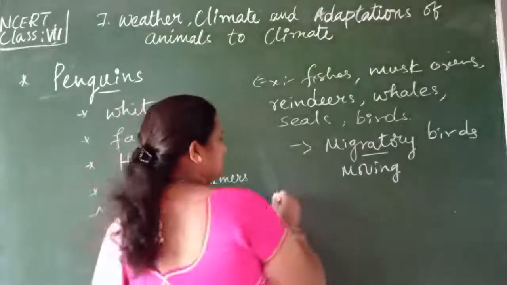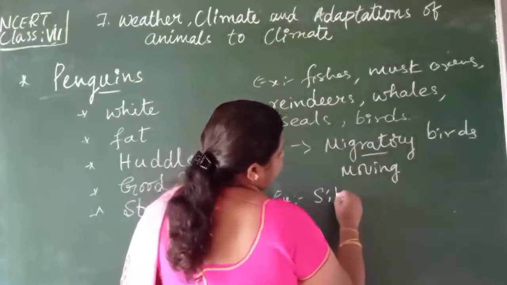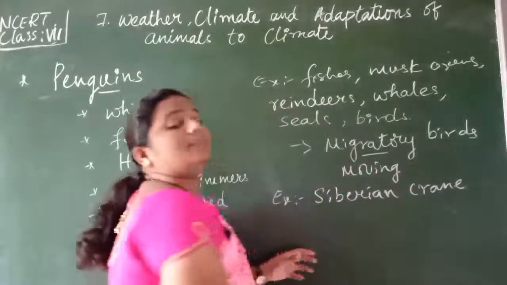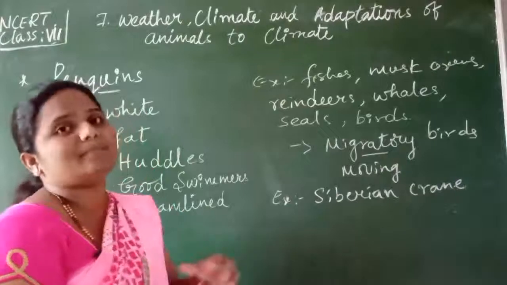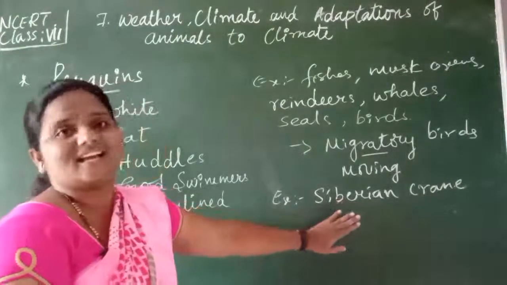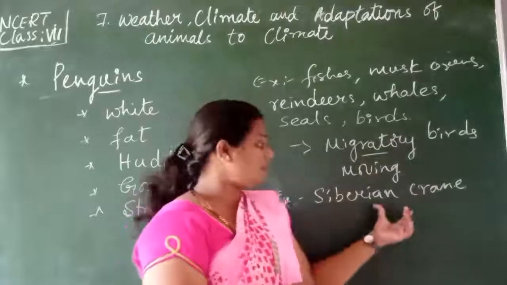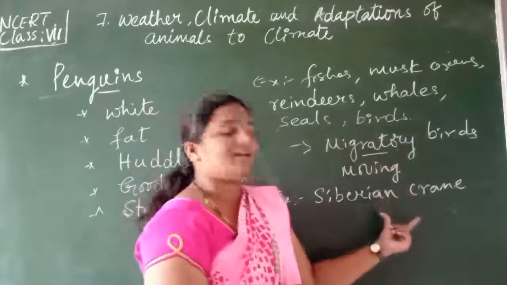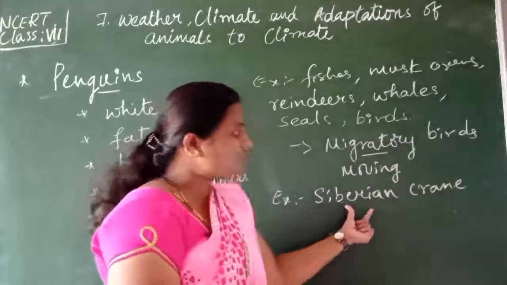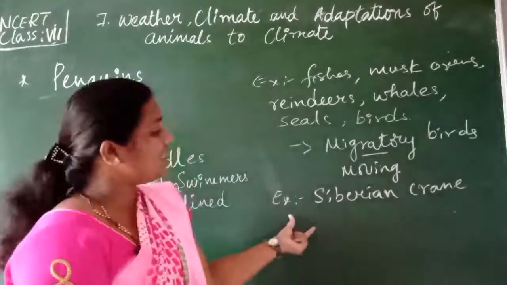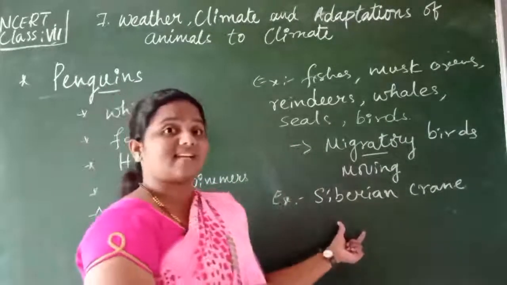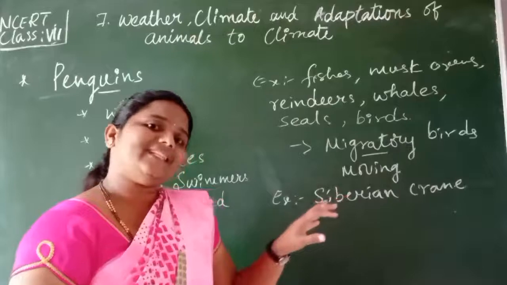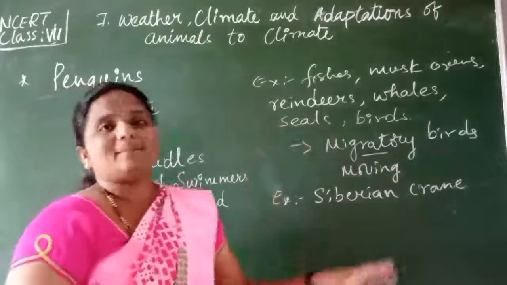For example, children, the Siberian crane can be found in Bharatpur of Rajasthan, isn't it? Some places of Rajasthan we can find this crane, that is the Siberian crane, which comes from Siberia. It is called a migratory bird because, in order to survive according to the climatic conditions, when winter starts, to keep its body warm it migrates to India. Once this winter season is complete, they will move back to Siberia again.